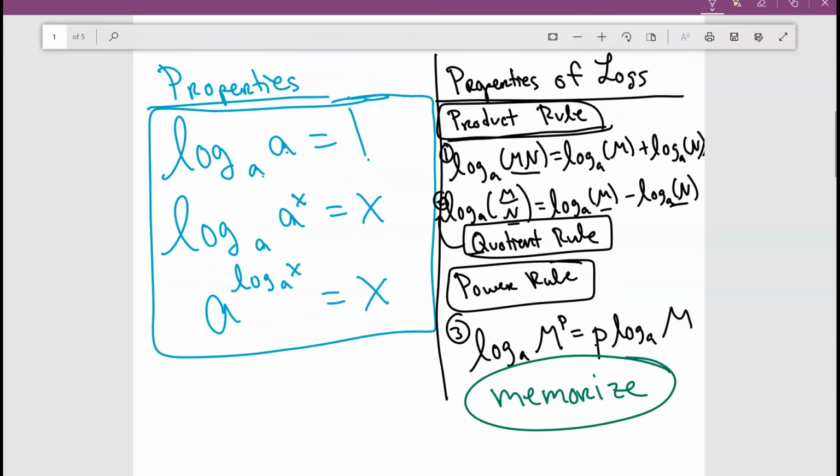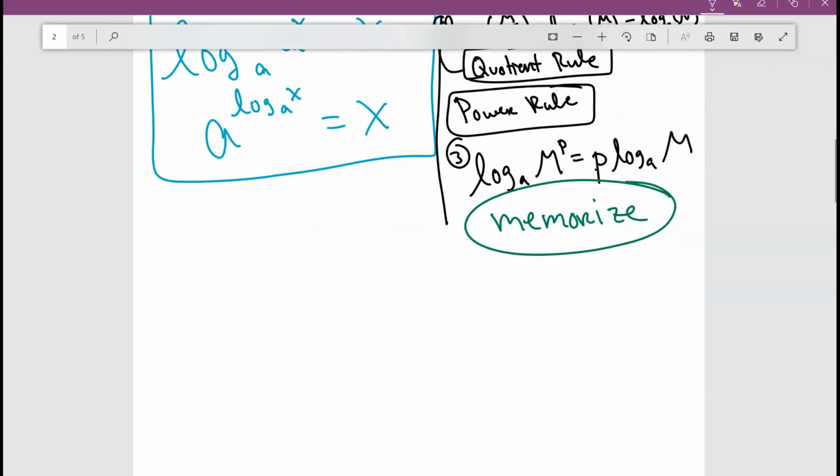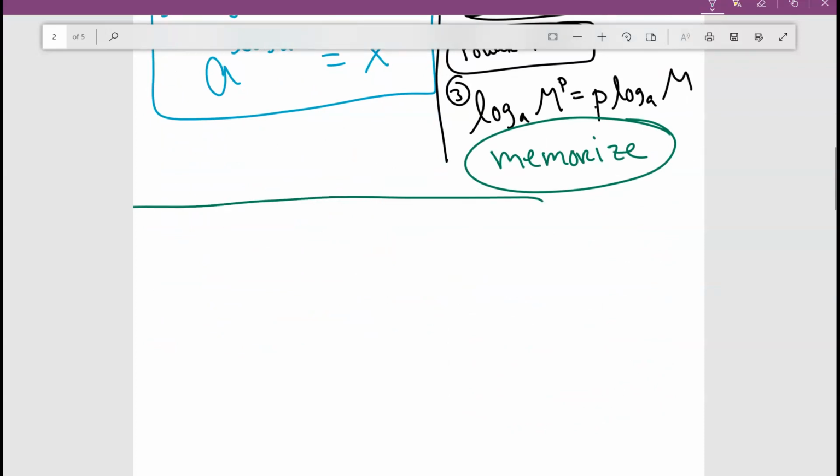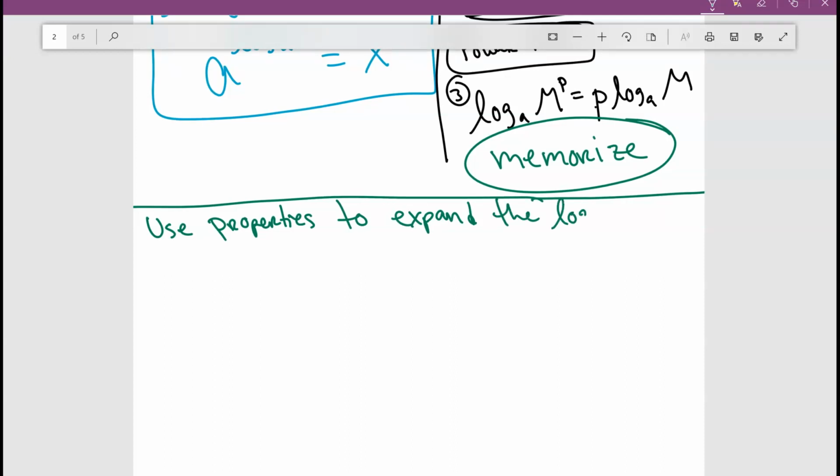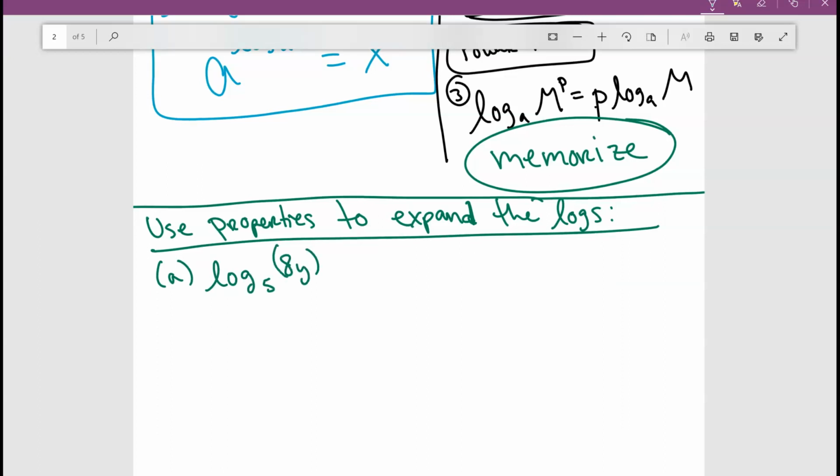Now let's do a couple of problems. The best way to do these is just to do a whole bunch of problems. We'll start off with some expanding, and then we'll do some condensing. So, using these properties, expand the logs. Here is my first problem: log base 5 of 8y. We want to expand the log.